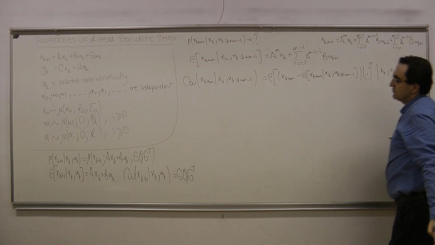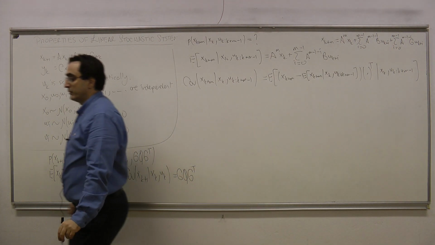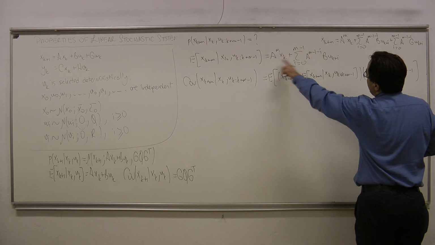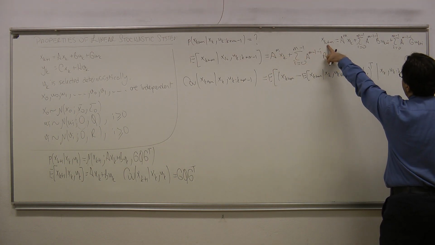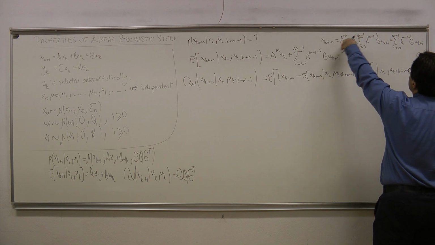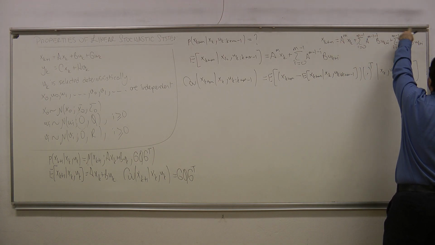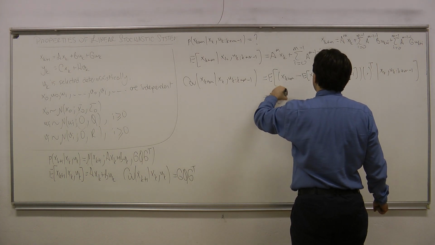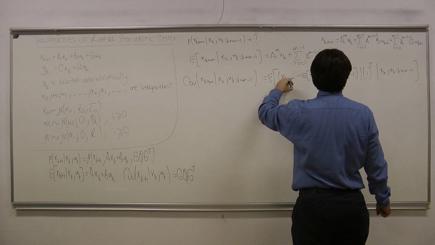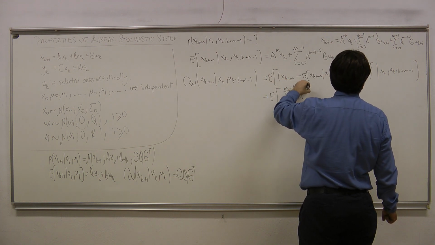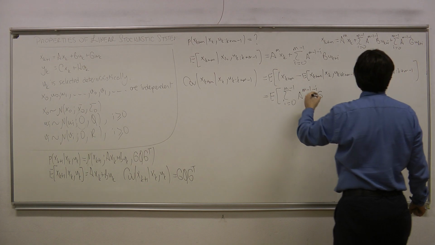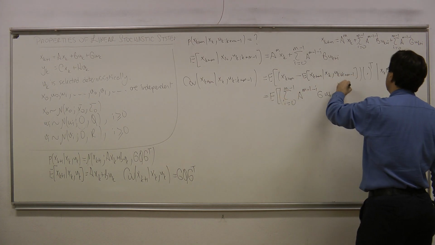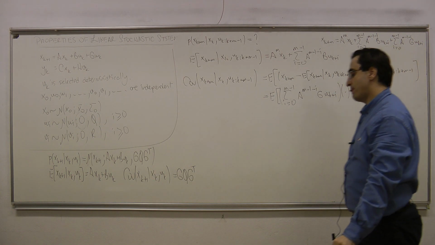Okay, I need to calculate this expected value. So what I'm going to do is subtract this mean from x_{k+m}, and we see that these terms are going to cancel, and the only remaining term would be this, and that is the expected value of the sum over i from 0 to m-1 of A^{m-1-i} G w_{k+i}, and this thing times its transpose. Okay?